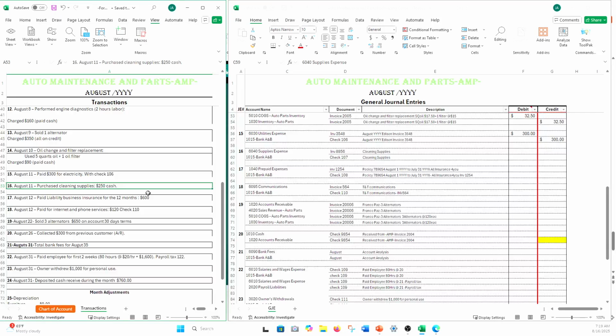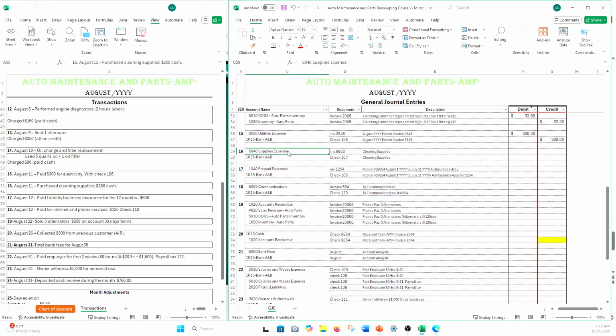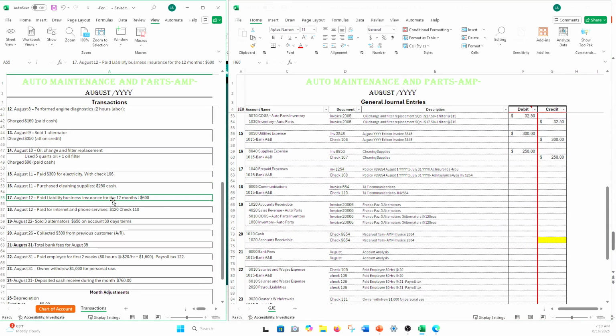On August 11, we purchase cleaning supplies. So we say cleaners, we have supplies expenses, invoice number, cleaning supplies. So we pay for those cleaning supplies $250 in cash, but it means we check. So we use check 107, $250. So let's move to number 17.